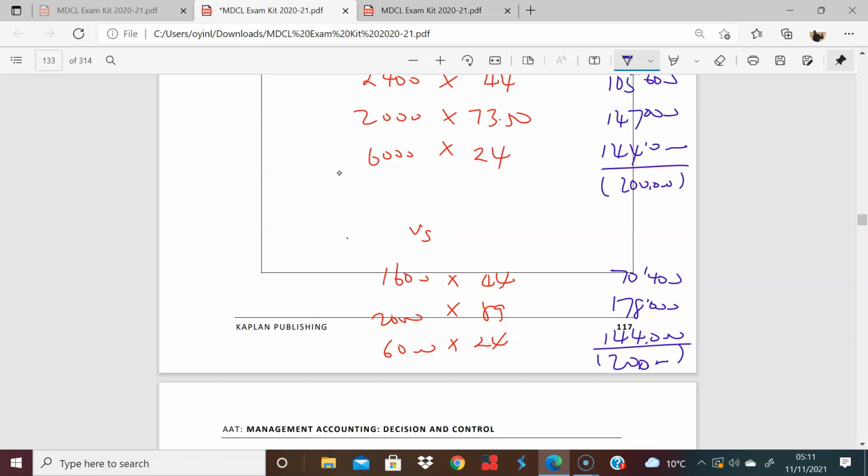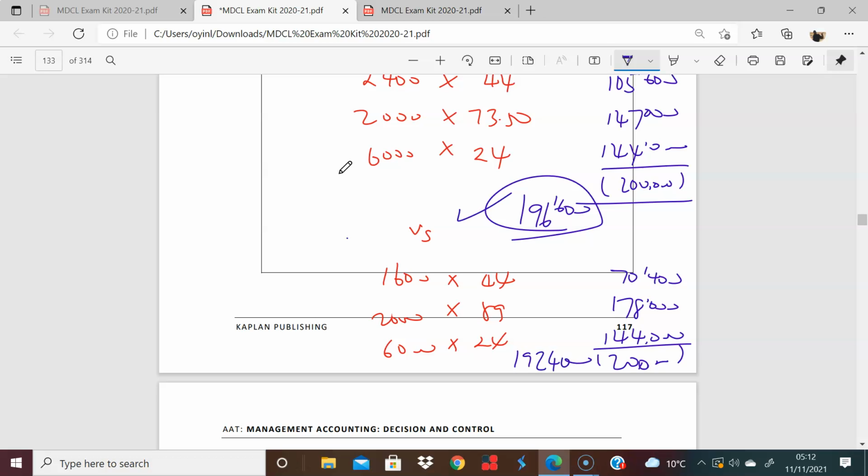So doing the first one, I have 105,600 plus 147,000 plus 144,000 minus 200,000, which is 196,600. That's my first one. And then here I have 70,400 plus 178,000 plus 144,000 minus 200,000, and I have 192,400. So this is better.